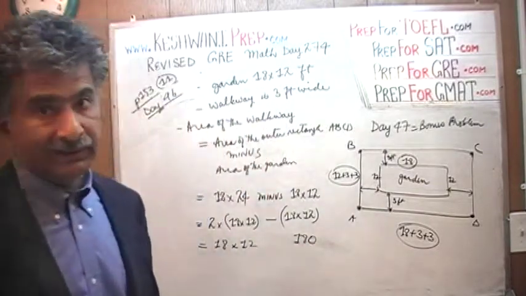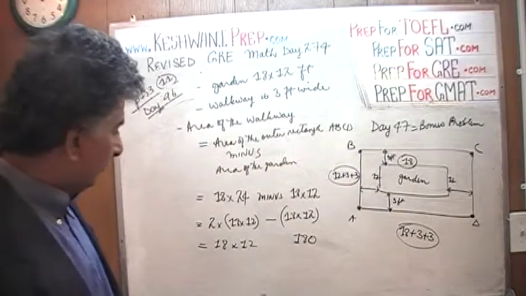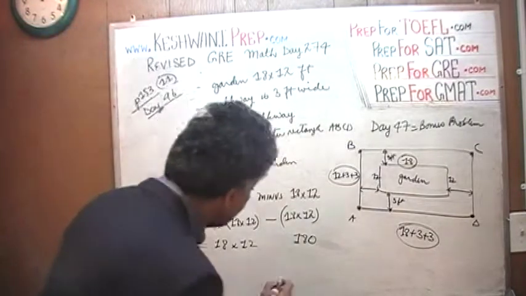18 times 10 is 180. That represents 10 18s. We have 12 18s, so we just have to add 2 more 18s to it.